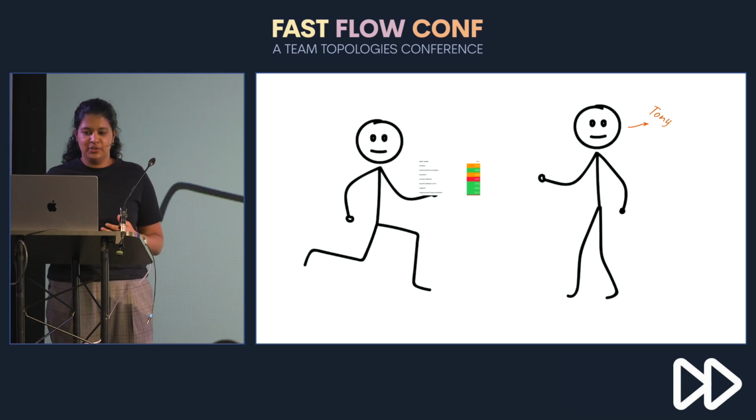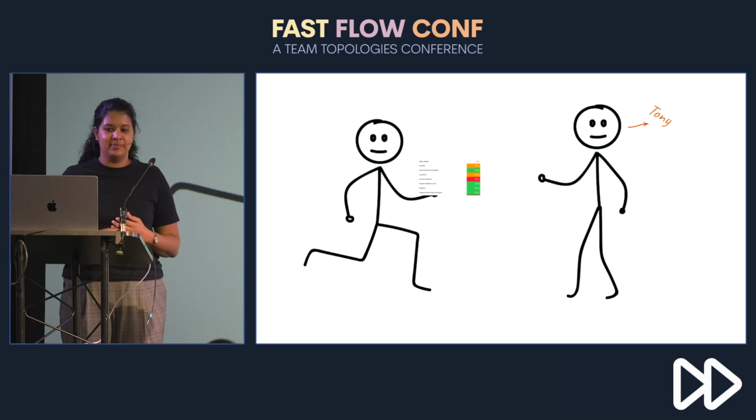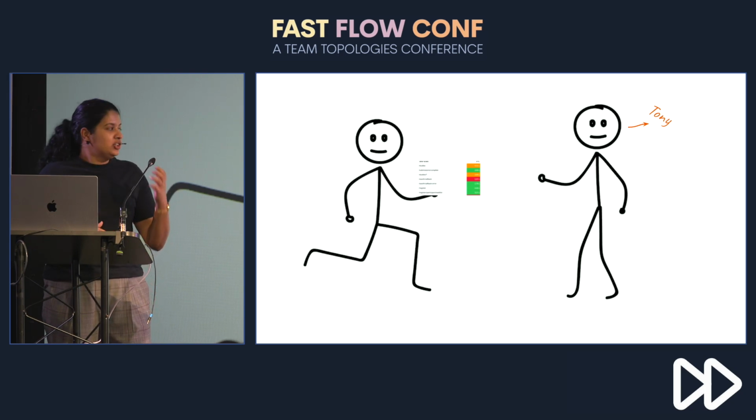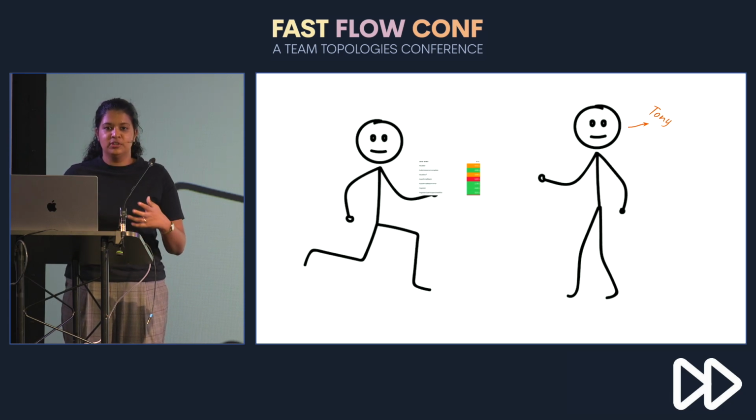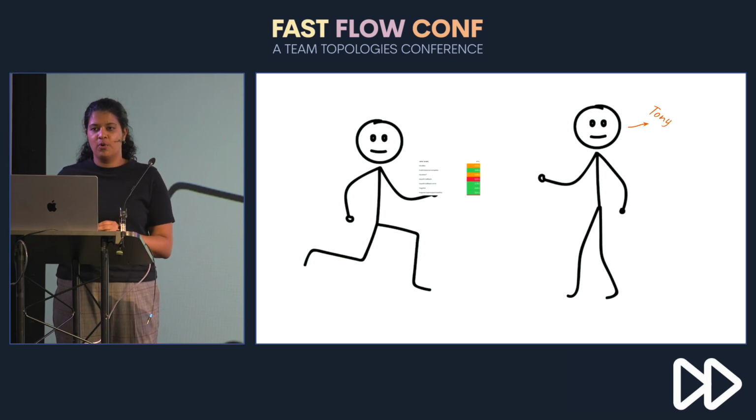So I took that dashboard, and I went to the stream-aligned team that owned one of the offending endpoints. I said to Tony, the engineering manager, your team owns this endpoint. It's running slow. What do you need in order to improve its performance?